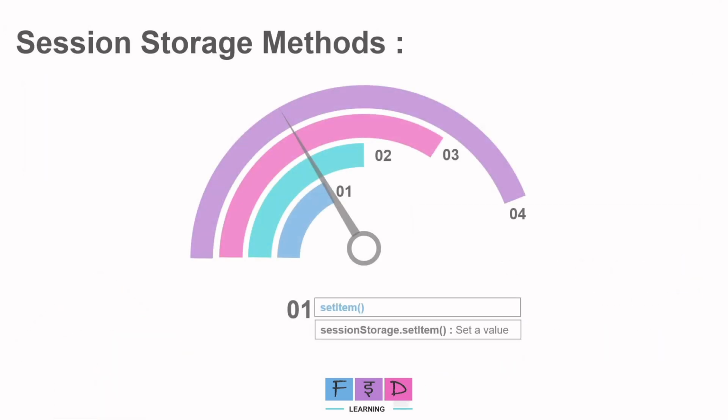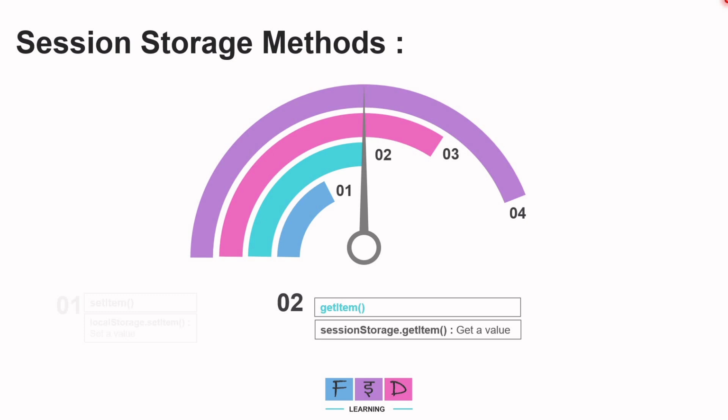Next, to use session storage in Angular, we use the sessionStorage object, and this object has four simple methods. First method is setItem, sessionStorage.setItem. This method stores a value. Second method is getItem, sessionStorage.getItem. This method is used to retrieve a stored value.